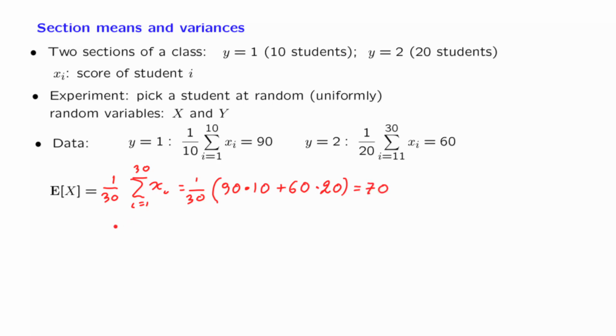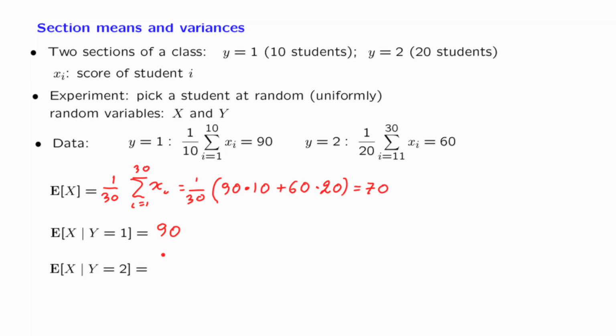Now let us look at conditional expectations. If Y is equal to 1, this means that a student from section 1 was picked. And within that section, each student is equally likely to be picked. So the outcome of this random variable is equally likely to be any one of these x_i's. Each x_i gets picked with probability 1 over 10. And so the expected value of this random variable is 90.